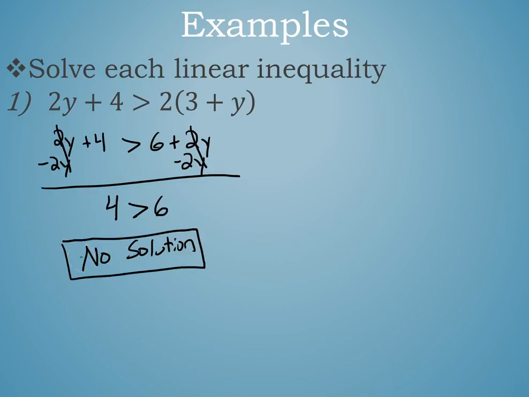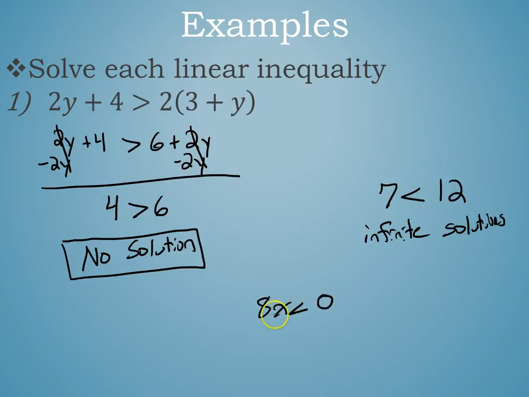Similar to equations, if your variables cancel out and you're left with a false statement, the answer is no solution. If you're left with a true statement, like for example 7 is less than 12, it would be infinite solutions. So again, false, no solution; true statement, infinite solutions. And again, it has to be that the variable cancels. If you have an inequality like 8x is less than 0, the variables didn't cancel. You can divide by 8 and x is less than 0. Two different concepts here. Here there are no more variables because they cancel. Here there still is a variable, so you can still get an actual number for your answer.